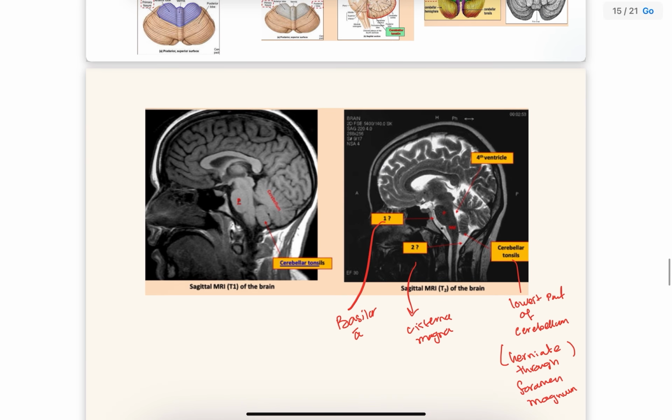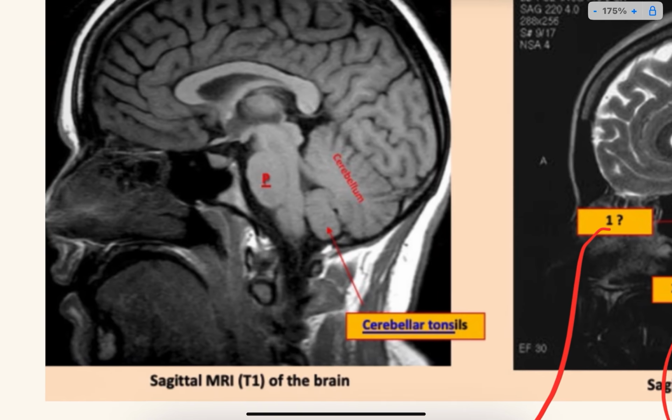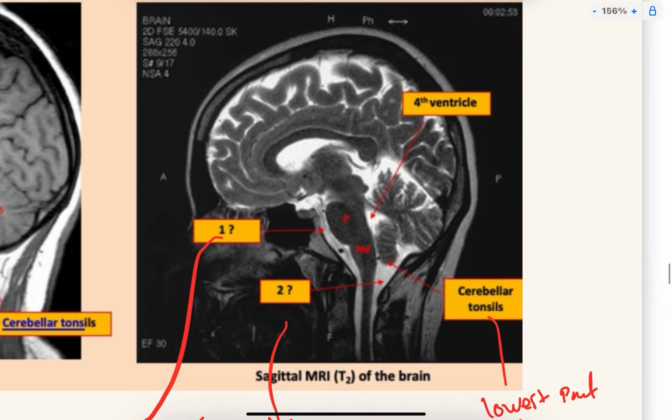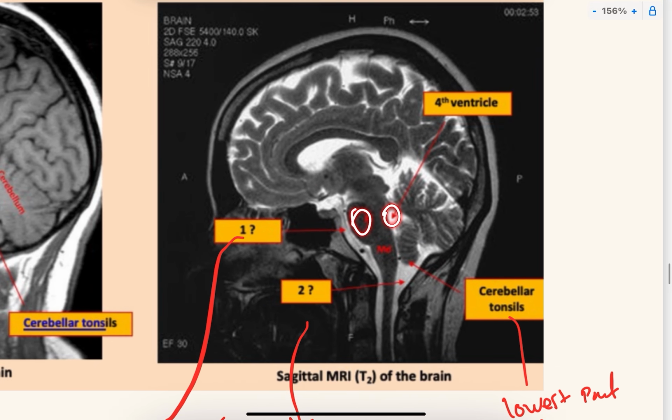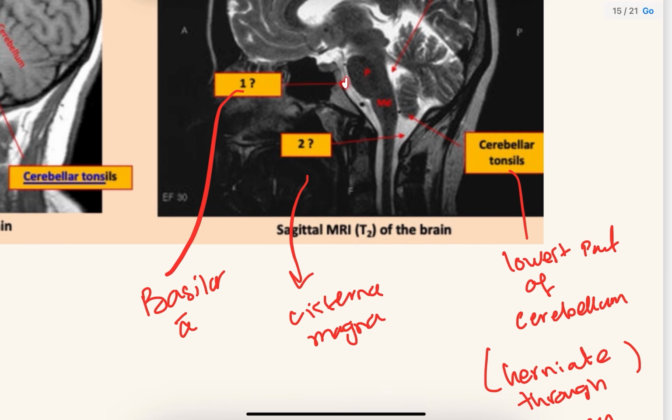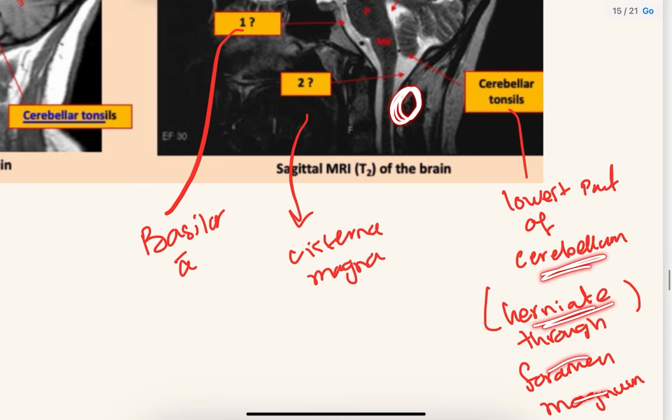Okay. Let's take a look at this picture here. So as you can see here, we have the cerebellum. This is the cerebellar tonsil, and this is the pons. Here on this picture, we can see the fourth ventricle, the pons, the medulla oblongata. And here, the basilar artery. Here, the cisterna magna. Here's the cerebellar tonsil, and it's very important to know that it's the lowest part of the cerebellum. So it herniates through the foramen magnum.